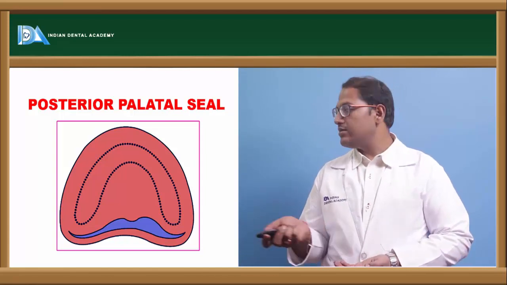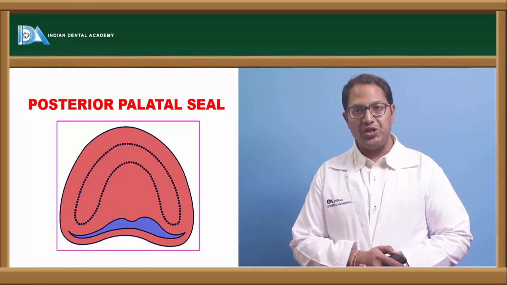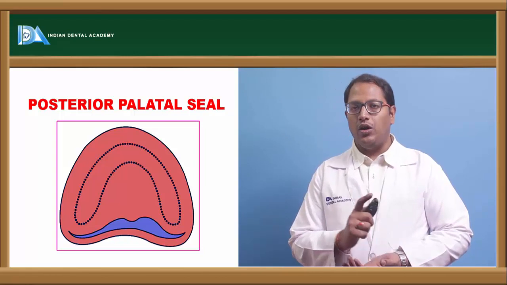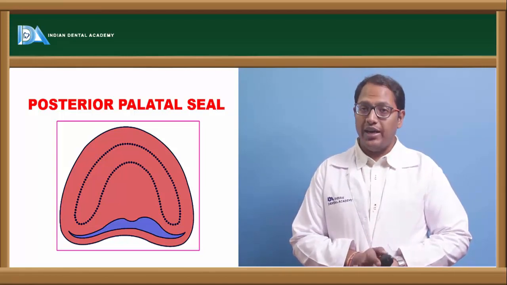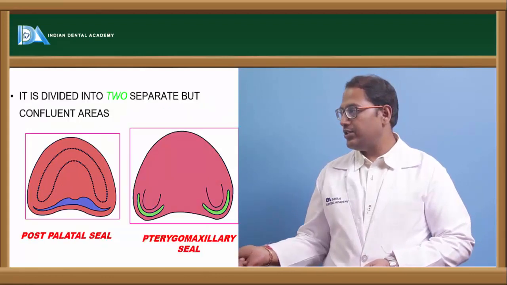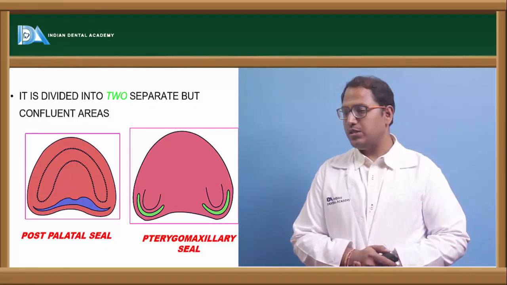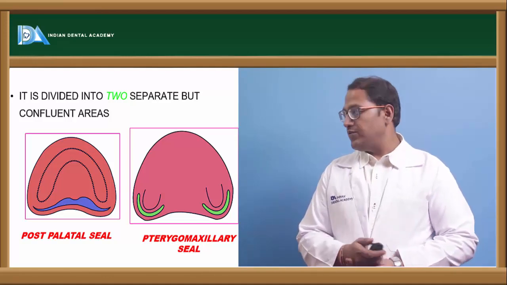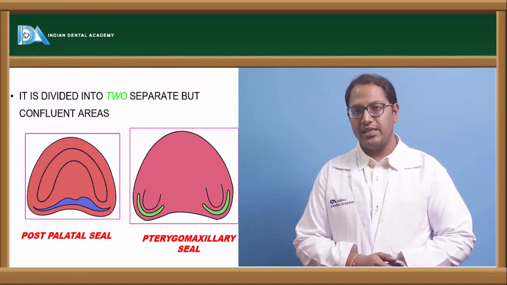So, that is defined by GPT 8 as a soft tissue at or along the junction of hard and soft palate on which pressure within the physiological limits can be applied to aid in the retention of the denture. It was further divided into two parts, that is post-palatal seal and pterygomaxillary seal.